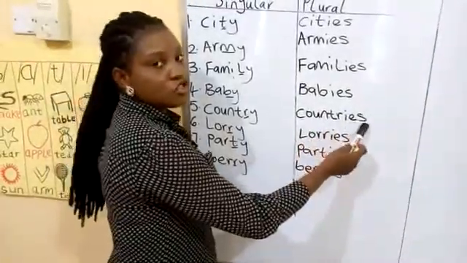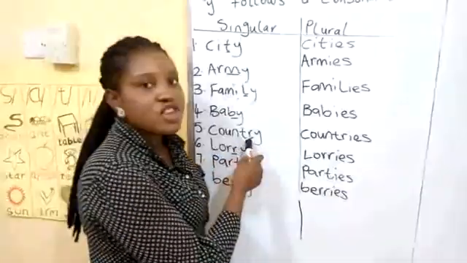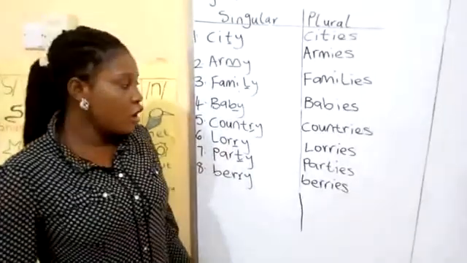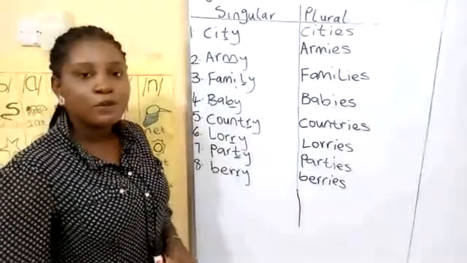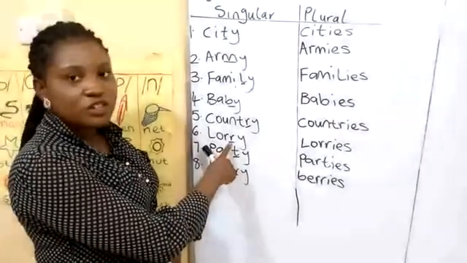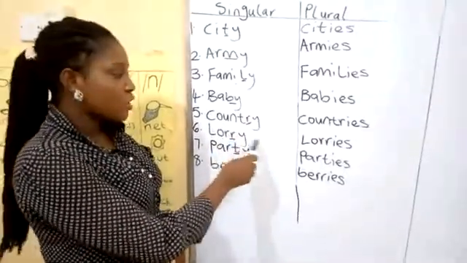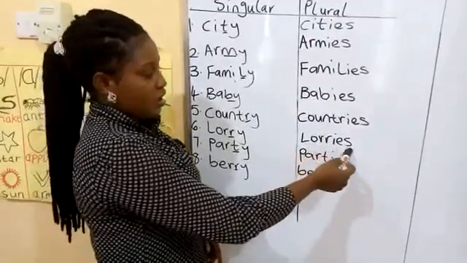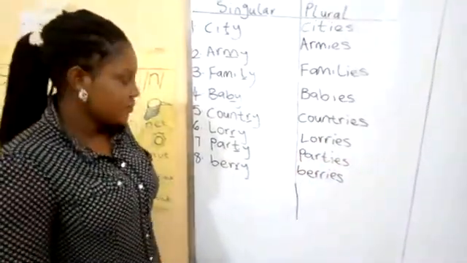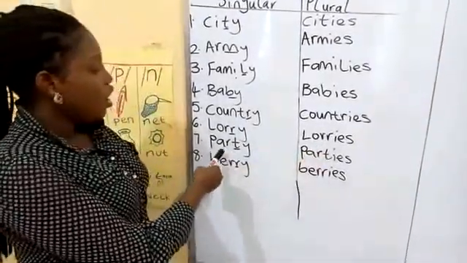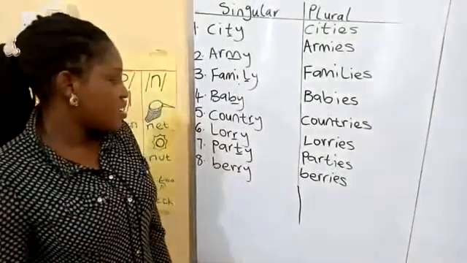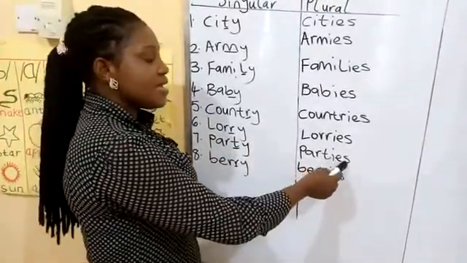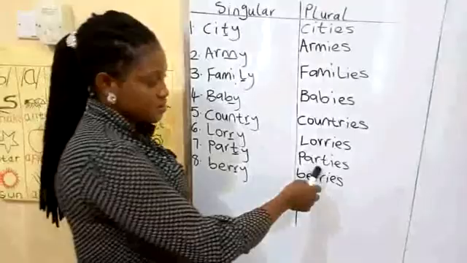What do we have here? Countries. The singular is country and the plural is countries. So now we have lorry. How do we get the plural for lorry? This is a consonant, isn't it? So we will change the Y to IES. This is what we did here. So it's now lorries. We all did this together. Okay, now this one was party. This is a consonant sound. So for that reason, we change it to IES. It's no longer party, but parties.